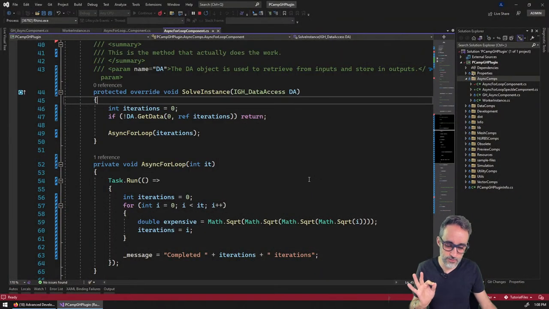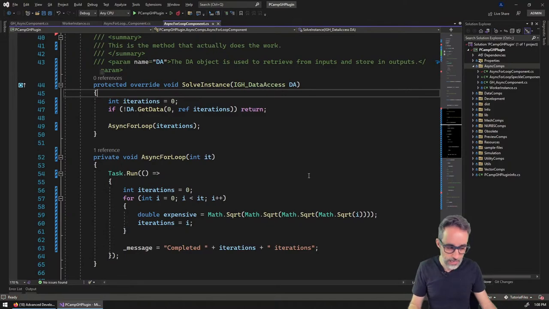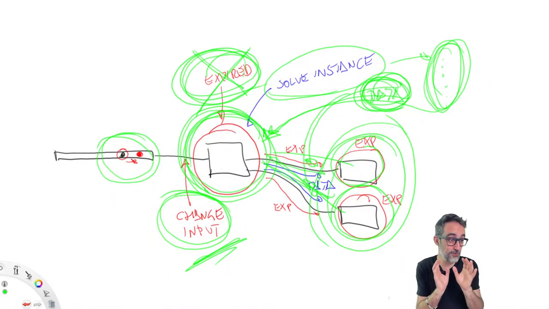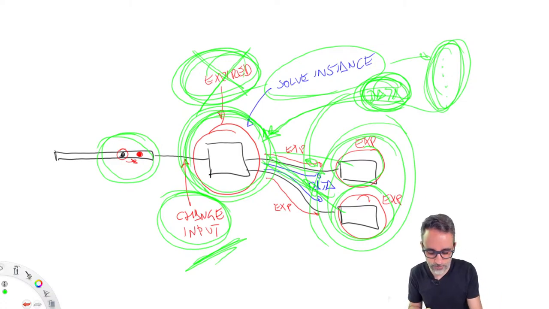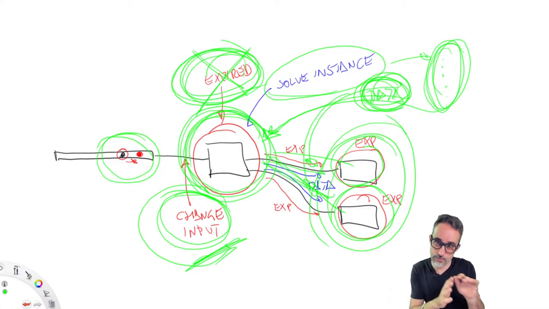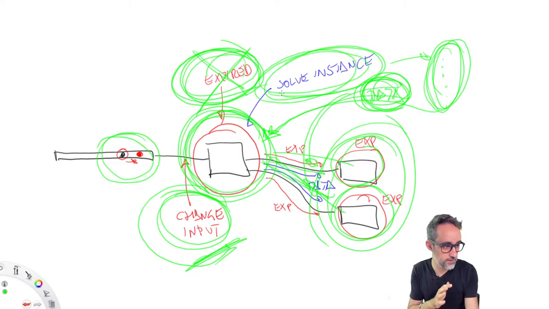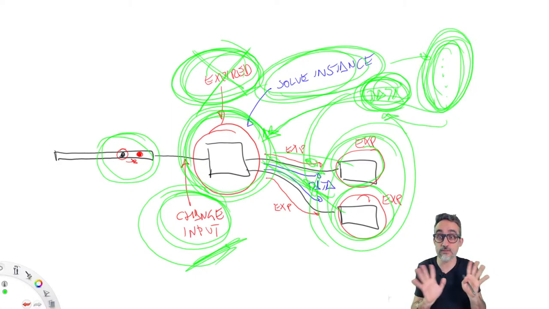So here's where the tricky part comes. And if you're paying attention, I want you to pay perhaps a little more attention to this. We have completed the first part, which is we change the input, we prevent the expiration, so there's no expiration. We start an instance, so we trigger solving the instance. We do this heavy operation in the background, and we have some data now, which is the result of that operation, okay? That we have stored as a private variable in our component.